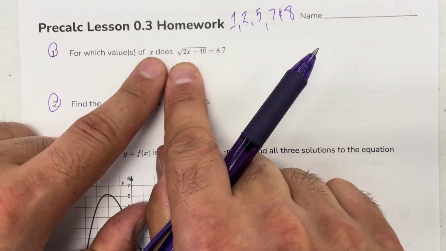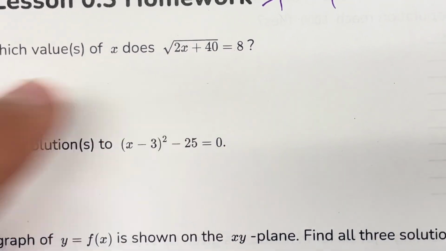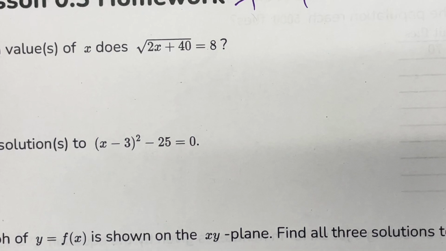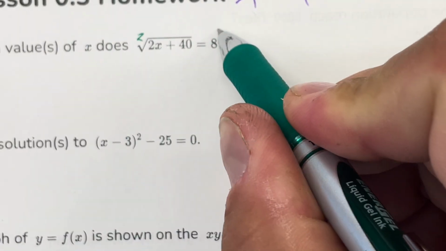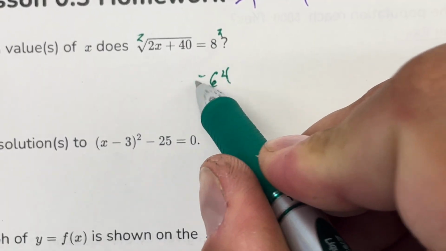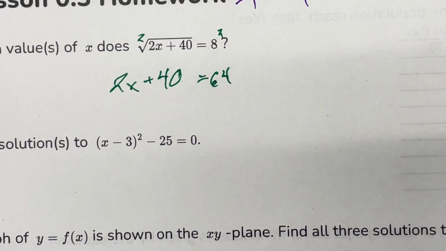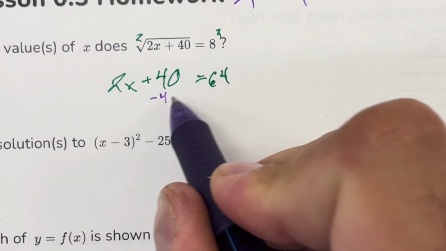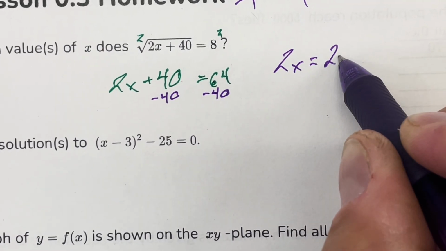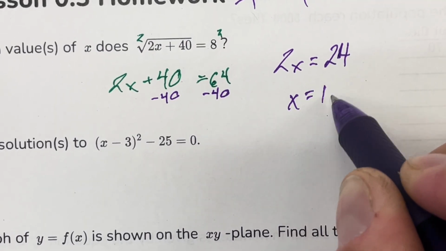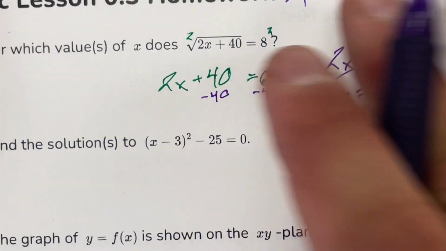All right, so for which value of x does the root of 2x plus 40 equal 8? Well, I'm thinking, how can I get that x by itself? This is just solving it. This is one where I'd want to square both sides and get 64 is equal to 2x plus 40. That gets rid of that root symbol, and then let's take away 40 and take away 40. We get 2x is equal to 24. It looks like x should be equal to 12. Great, we're done with that one, and that one's a relatively easy one.